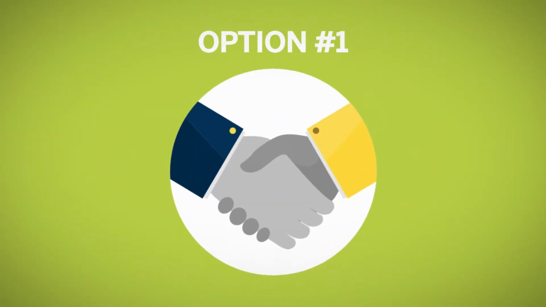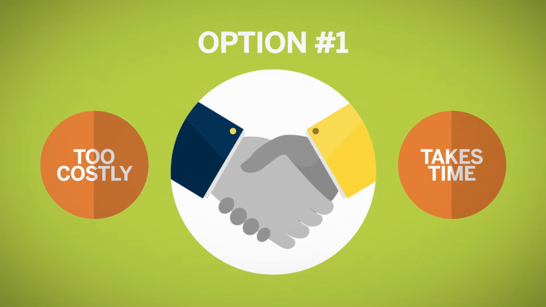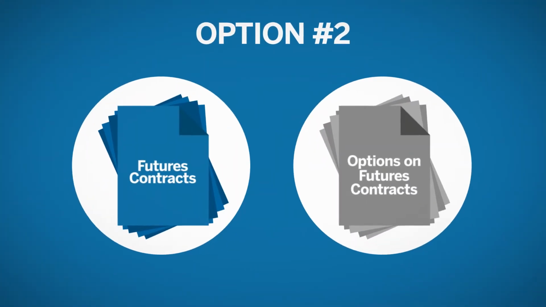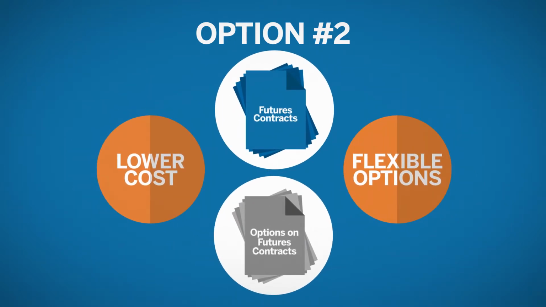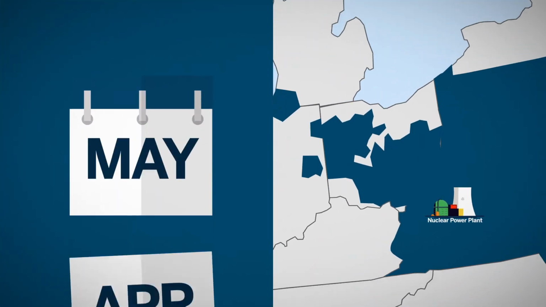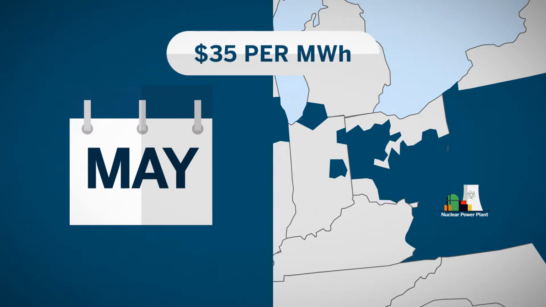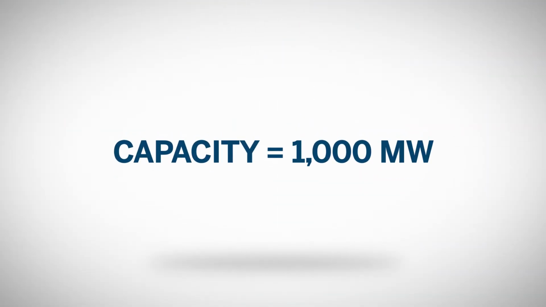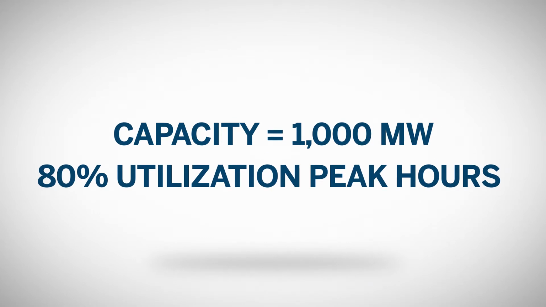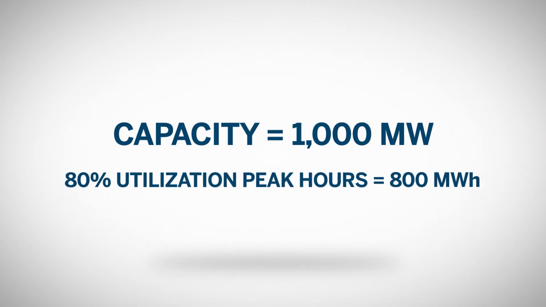One option would be to negotiate a customized short-term deal with other wholesale marketers, but this can be costly and time-consuming. Another option would be to execute an option strategy on an exchange-traded futures contract. This type of strategy allows the plant to take advantage of a standardized product at a lower cost that can offer more flexibility to meet their needs. Let's assume the May average forward price for PJM Western Hub is around $35 per megawatt hour. Given its 1,000 megawatt per hour capacity and 80% utilization rate in peak hours, this plant needs to sell around 800 megawatt hours for each peak hour during the month of May.